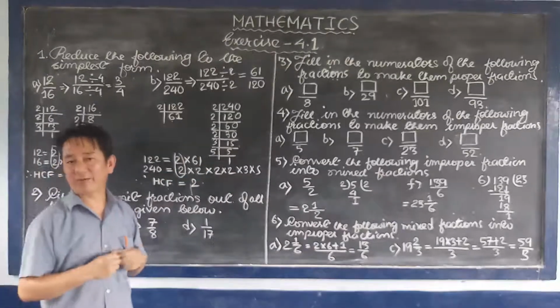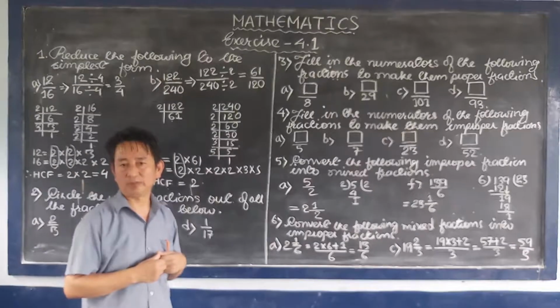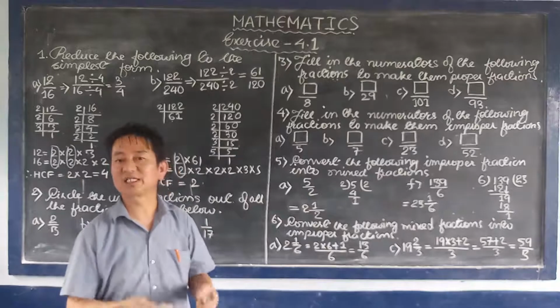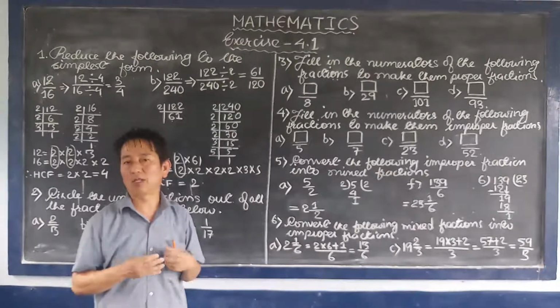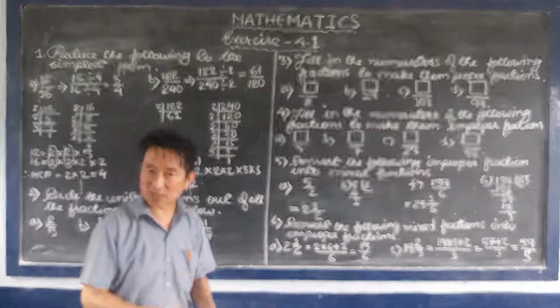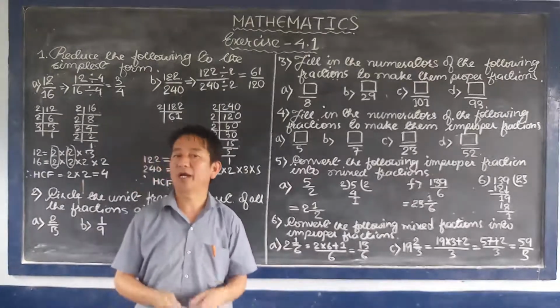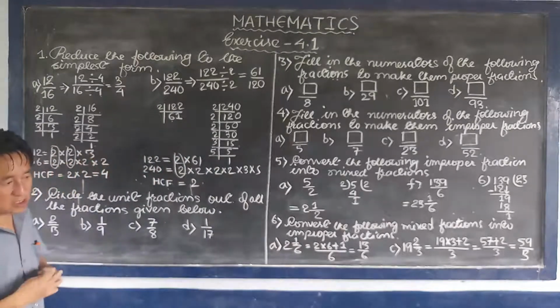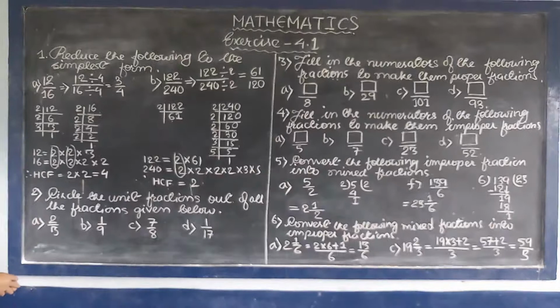Number five, like fraction. Fractions whose denominators are the same are called like fractions. Unlike fractions are fractions whose denominators are different. Now let's move on to today's exercise.